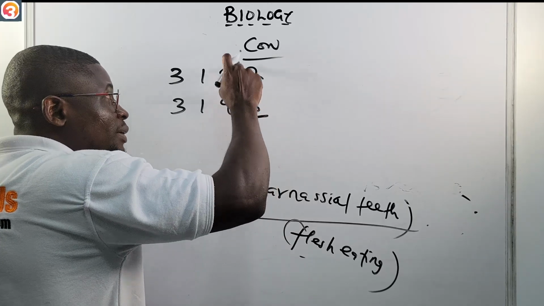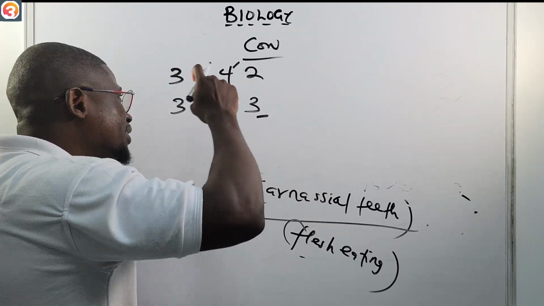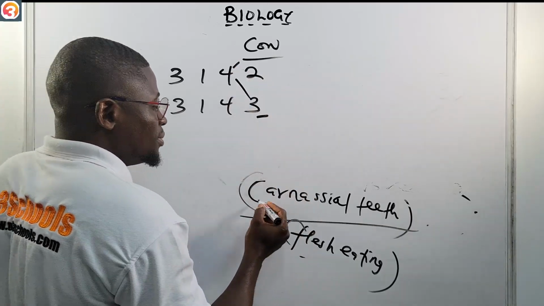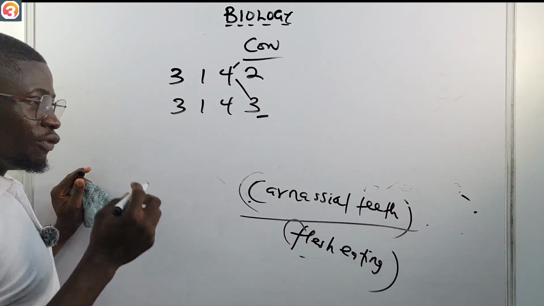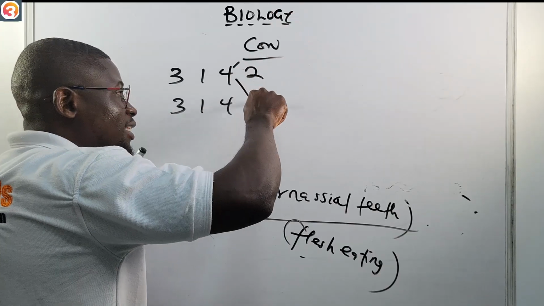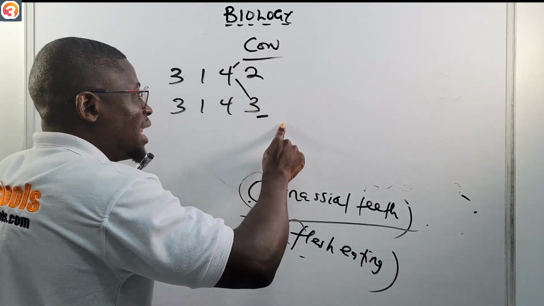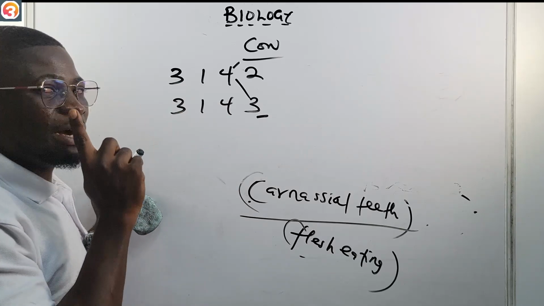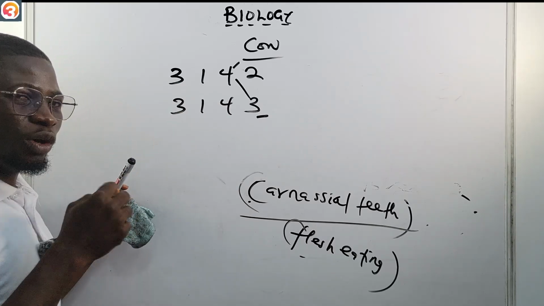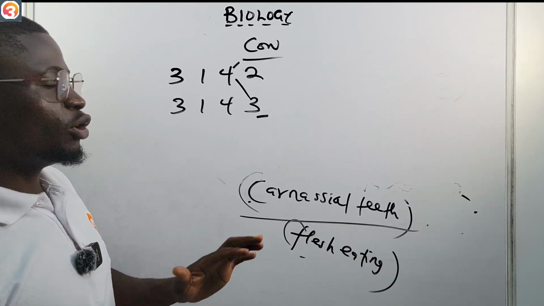Okay, one from the premolar, one from the molars. The two of them together is what forms the carnassial teeth. So from a dog, you take one premolar together with the molars, and that forms the carnassial teeth. It uses that tooth for flesh eating. Please take note of that.